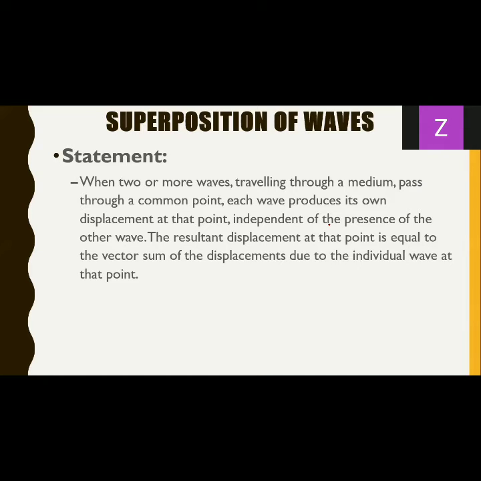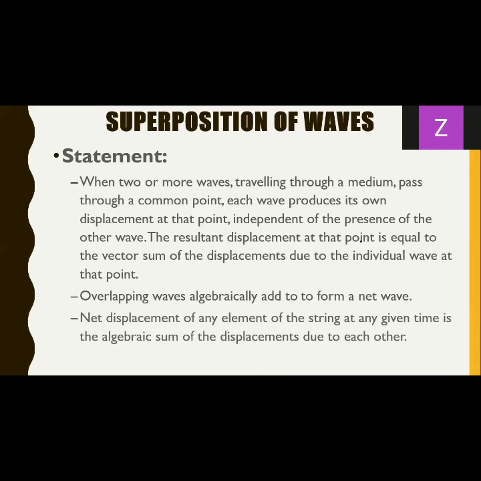Now this is the statement which we have. We have already seen the details of it. Okay. Now in simple words, superposition, we call it overlapping. So when the waves overlap, what happens? The waves algebraically add to form a comparatively bigger wave with a higher resultant displacement. Now that higher displacement is a result of the simple algebraic addition. The algebraic sum of all the displacements is what we get as a net displacement or a resultant displacement.